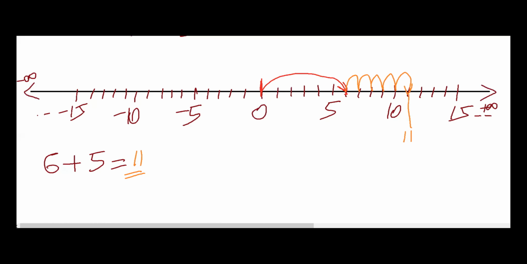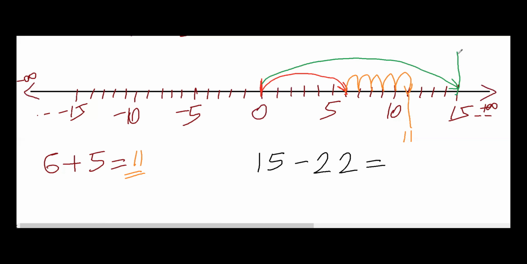Okay, let me explain one more with a subtraction. Let me have say 15 minus 22. So first step is what? Jump directly to 15. So I will jump directly from 0 to 15. This is the 15. Then after 15 it is minus 22, so I have to come backside.